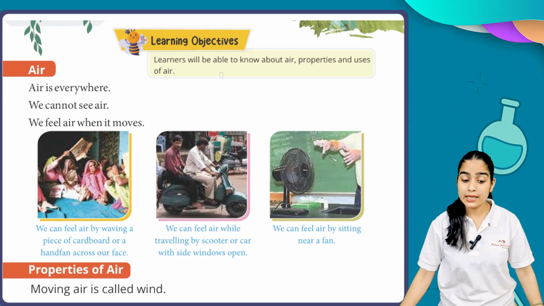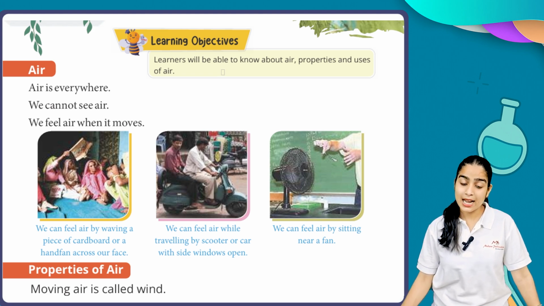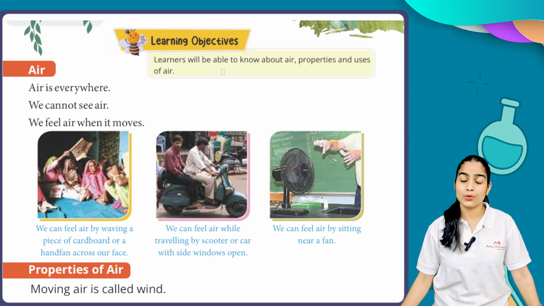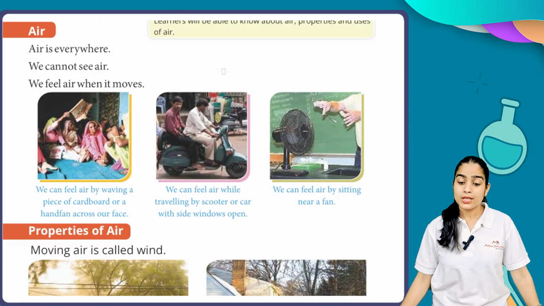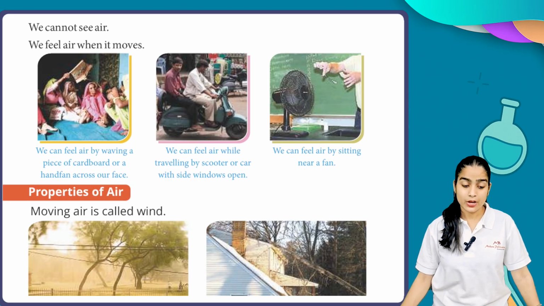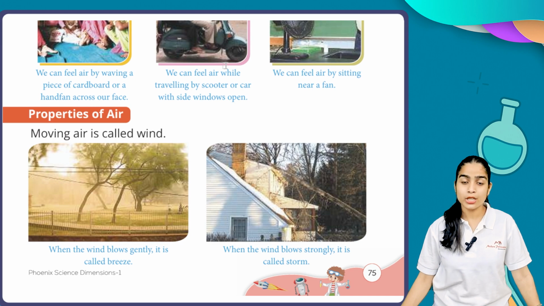Now we can feel air by waving a piece of cardboard or a hand fan. We can feel air while traveling by scooter or car with side windows open. So when you sit behind your father on a scooty, you can feel the good air coming on your face. We can feel air by sitting near a fan. So whenever you're sitting in front of or below a fan, you can feel air. So this is called air. You can only feel it, you cannot see it.